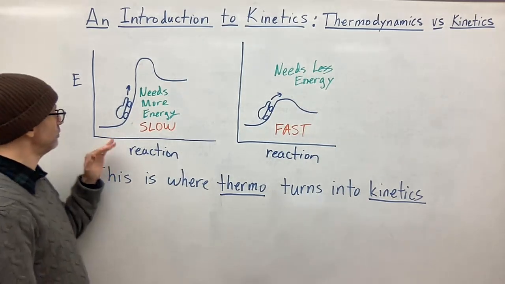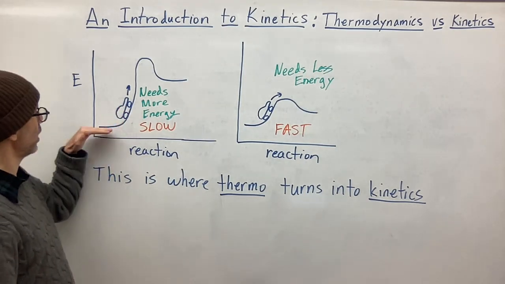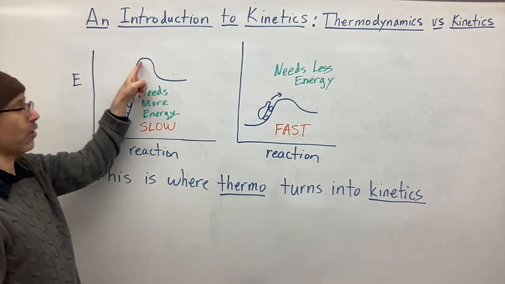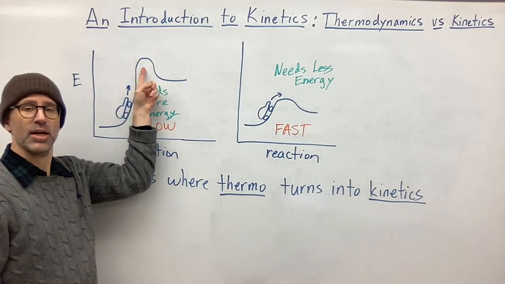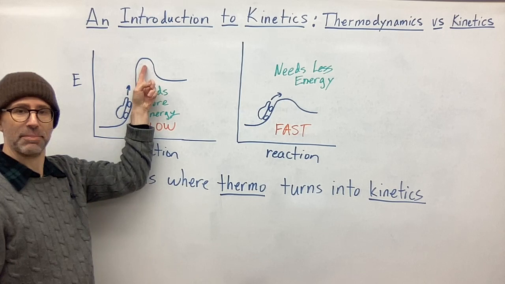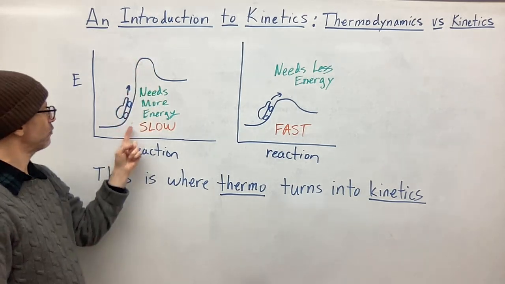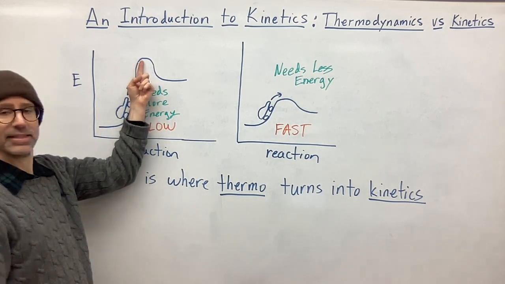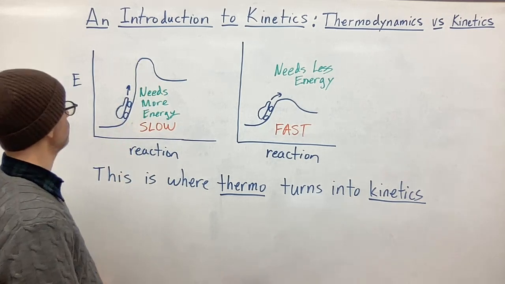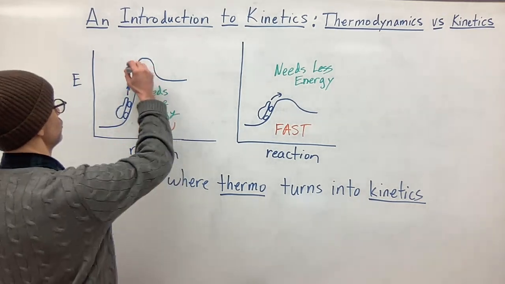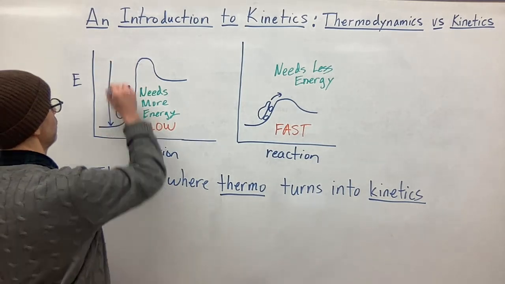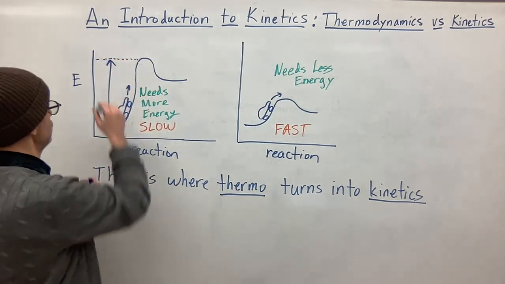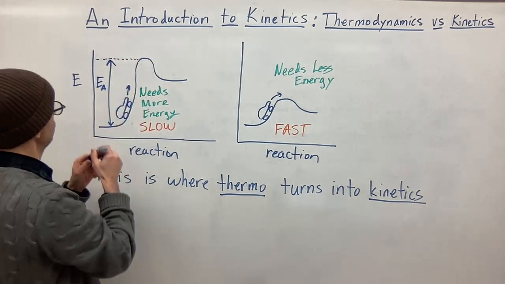Here we have this picture where the reactants have to go up to a higher energy level. As before, I've talked about how this is where the transition state happens. From this level of energy to this level of energy at the top of the hill, that's your activation energy. If I was to draw that in, from here, this is the activation energy, EA.